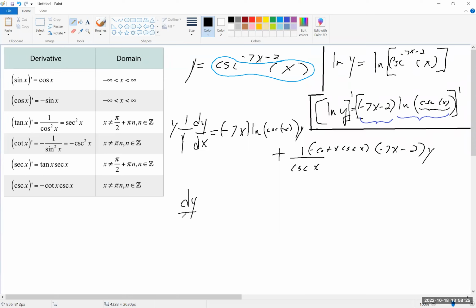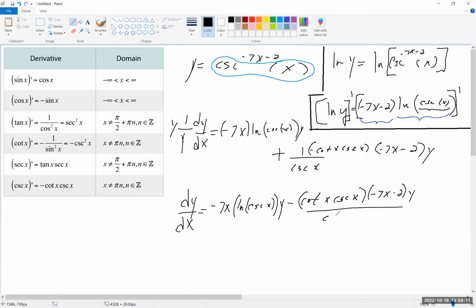So dy/dx is equal to minus 7x times the natural log of cosecant of x times y, plus, and we'll use a minus sign that's here, so minus cotangent x cosecant x times minus 7x minus 2 times y, over cosecant of x.